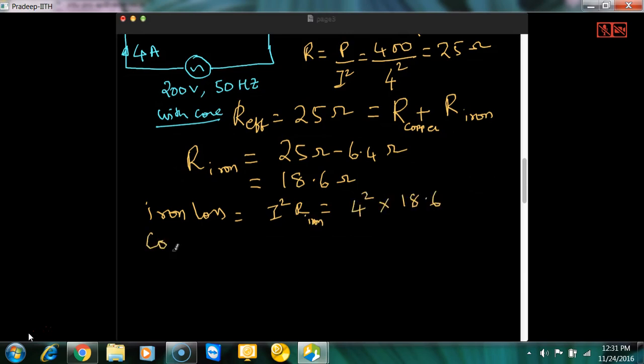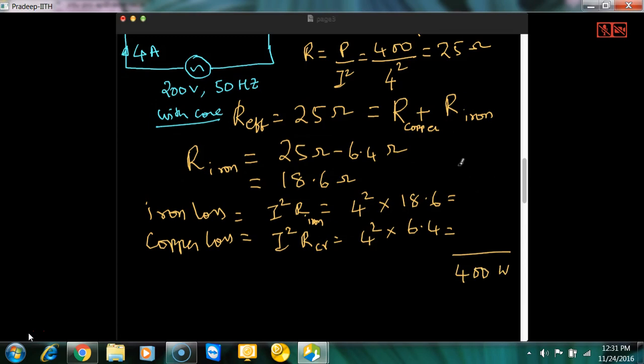What is the copper loss? That is I square into R copper. So that is 4 square into 6.4. So these two added together should come to 400 watts. That's what is our total loss. Let's check whether we'll get that. 4 square into 18.6, 4 into 18.6. So this one is 297.6 watts.